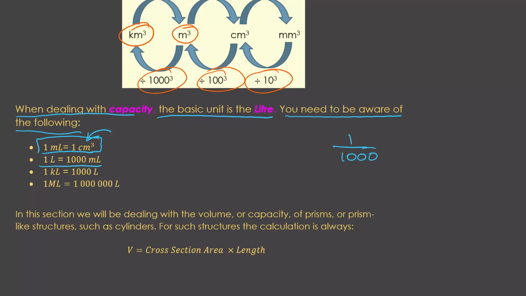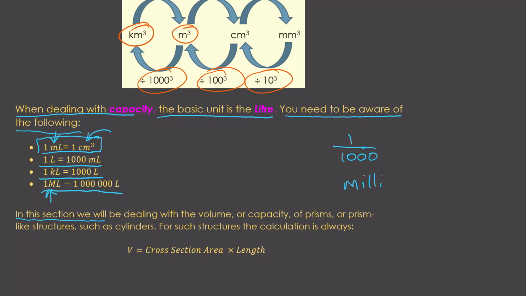A litre is 1,000 milliliters. You should know that the prefix milli means 1,000th. So we need 1,000 of them to make 1 litre. A kiloliter is 1,000 litres, and a megalitre is 1,000,000 litres, and therefore 1,000 kilolitres. Be careful. Small case m is milli, and big case M is mega.